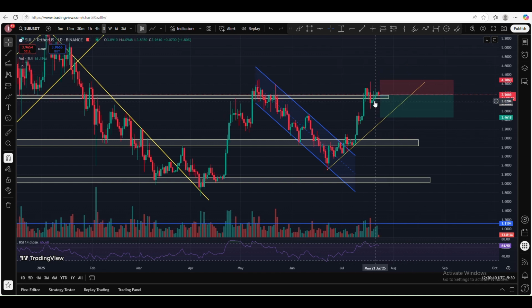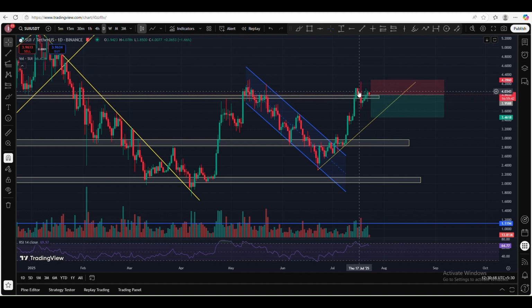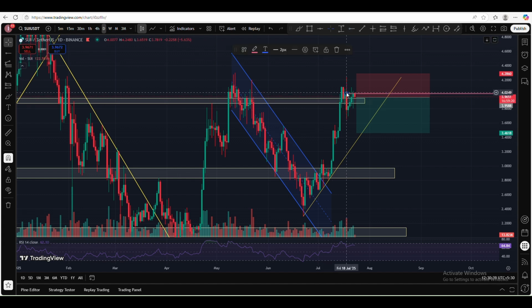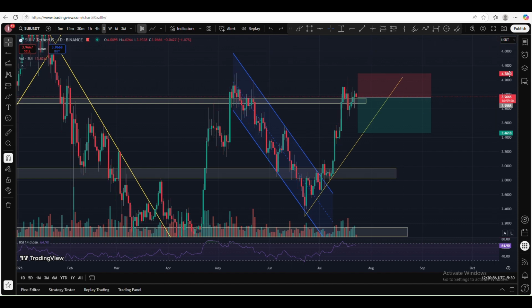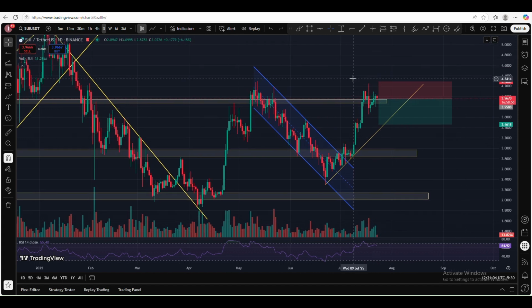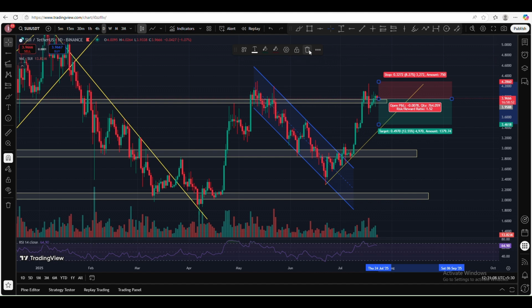We can use this inside bar. There is a bearish candle and this is an inside bar. You can see this is an inside bar pattern, and we can enter the trade. You can use low leverage. There is a trading opportunity.